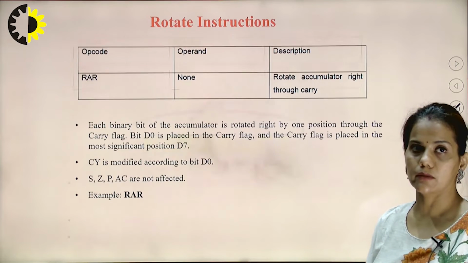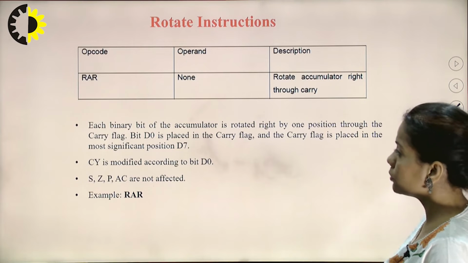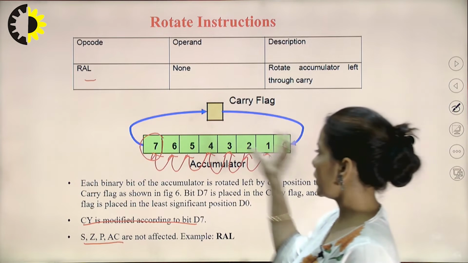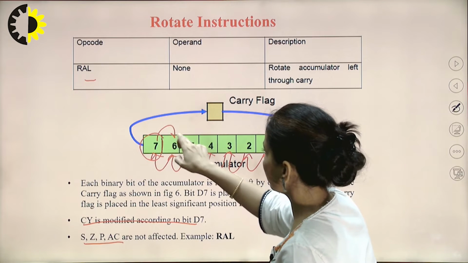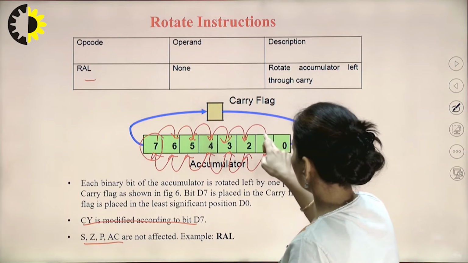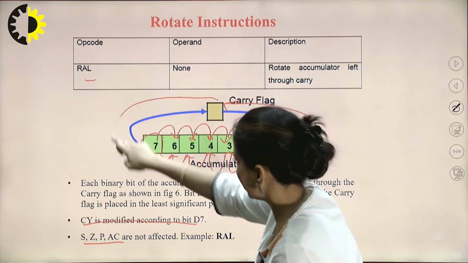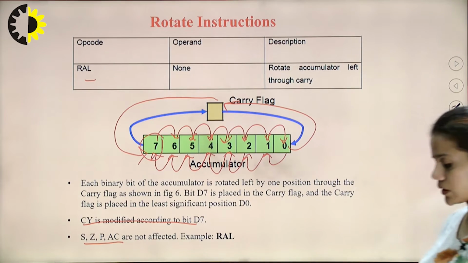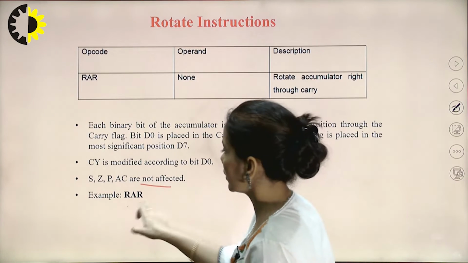Example is RAL. RAR, again the right rotation but through carry. Let's see with this example that this is the right rotation. Here the contents of these bits will be rotated, and along with this rotation the carry will be rotated. In this way the carry will be modified and the rest of the flags are not affected, and the example is RAR.